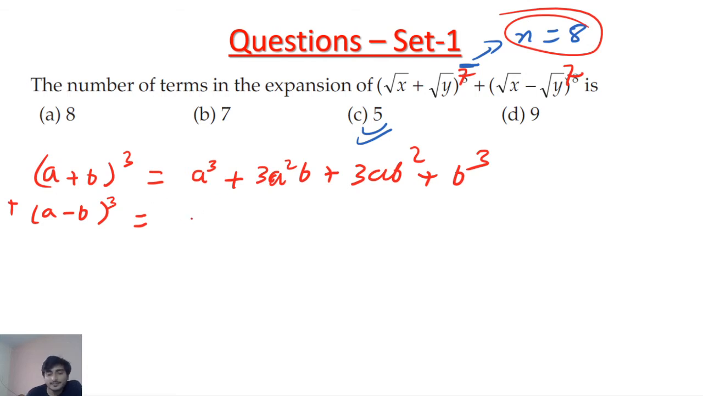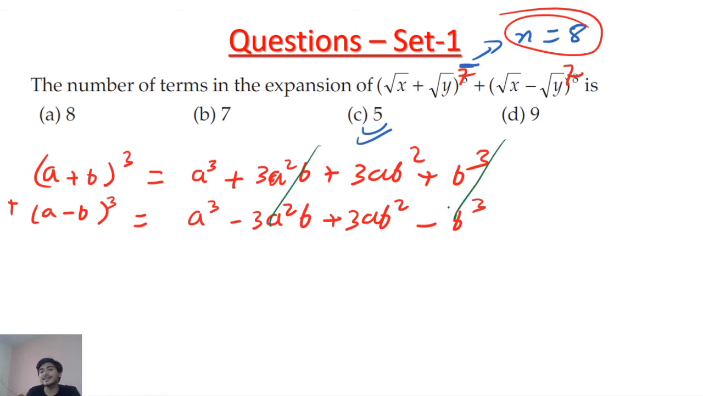Okay, so in this case, a cube minus 3a square b plus 3ab square minus b cube, right? So in this case you can easily observe that these terms are still getting cancelled, right? Right or wrong? So in this case, total number of terms, if you have (a plus b) to the power n plus (a minus b) to the power n.